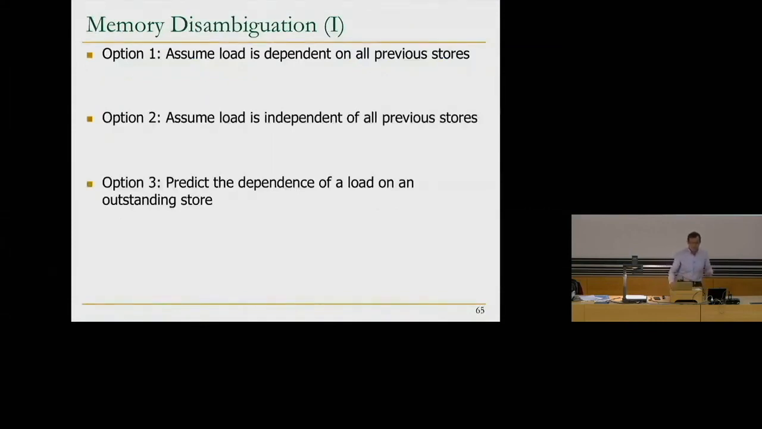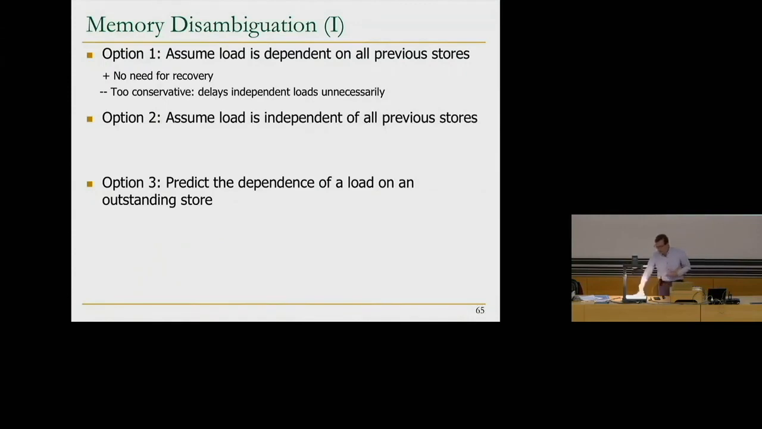First, if you assume a load is dependent on all previous stores, this is good because you don't need to add any logic. You just wait until all previous stores are done. But it's too conservative because it delays independent loads unnecessarily. Again, in this example, these stores take 1,000 cycles, this load is ready, and if it's independent, you basically delay this load for 1,000 cycles.